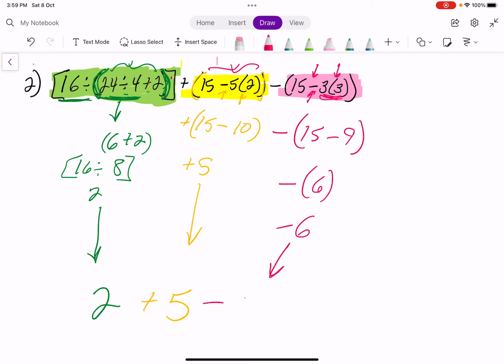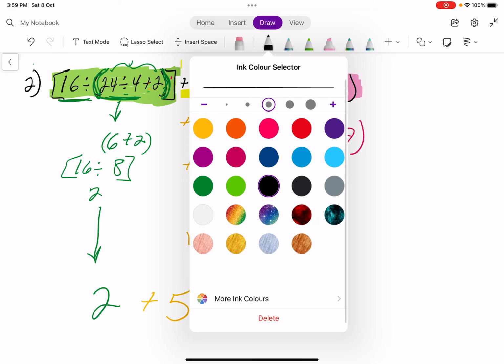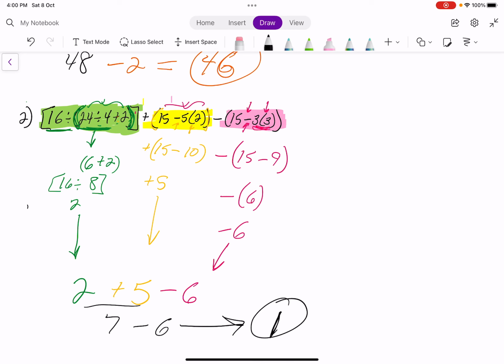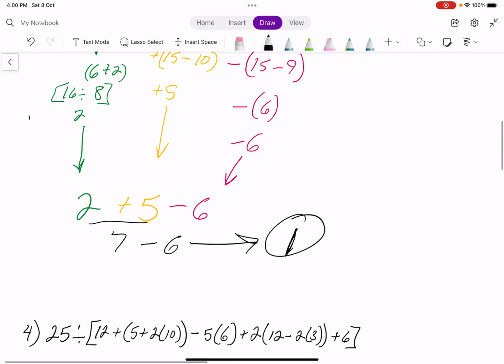So now we have 2 plus 5 minus 6, and then we'll just go ahead and do this a little piece by piece. So 2 plus 5 will give me 7, and 7 minus 6 is going to be just 1. So that's how we get 1 as our answer there. All right, let's go ahead and move on to the next question.